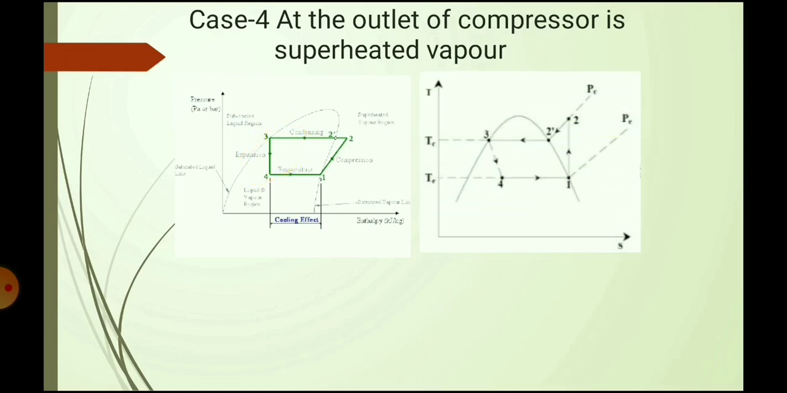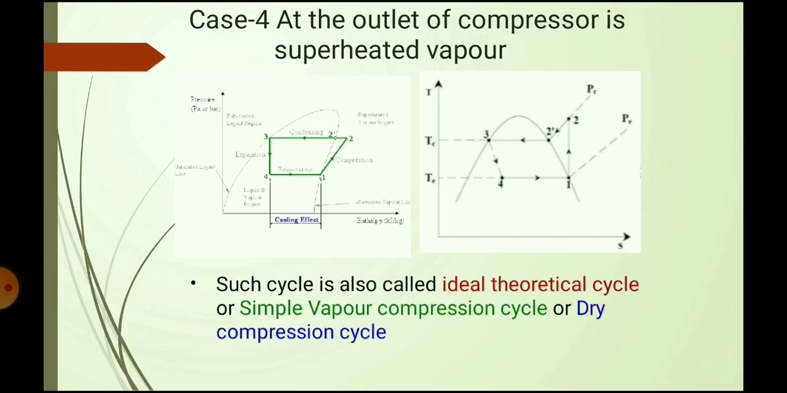That means this cycle is the ideal or simple vapor compression cycle. Clear? That means this cycle is also said to be the ideal cycle, simple vapor compression cycle, or dry compression cycle. Why is it dry compression? Because here dry compression takes place. Clear?